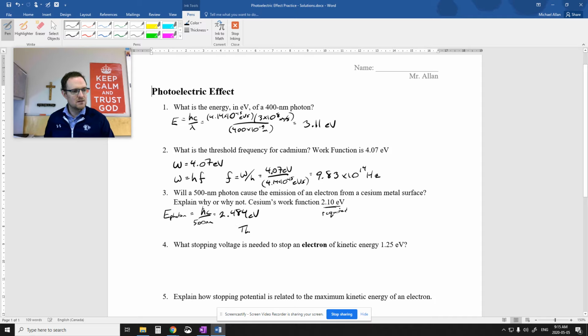So the photon has enough energy to, I don't know how you would word that. I'm going to say overcome the work function. That's good. Cool.